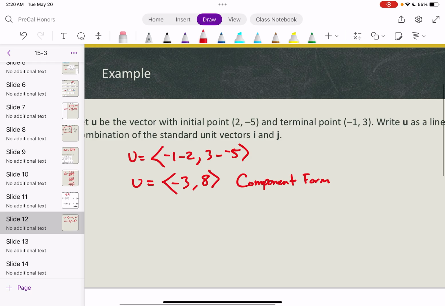Now, if we were going to go ahead and put it into standard form, we would write it as u equaling negative 3i plus 8j. And that would be our standard form.